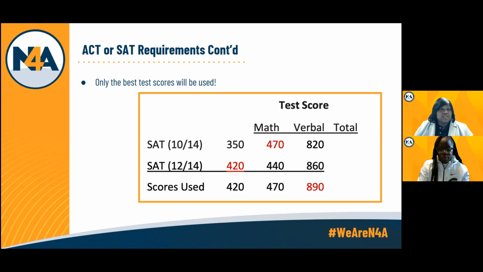So they're going to take the score from your second test, that 420 math score, and combine that with the 470 that you took in October to give you an overall total now of an 890 to go along with your core courses. So again, that is how they help you improve your chances of meeting that Eligibility Center benchmark.